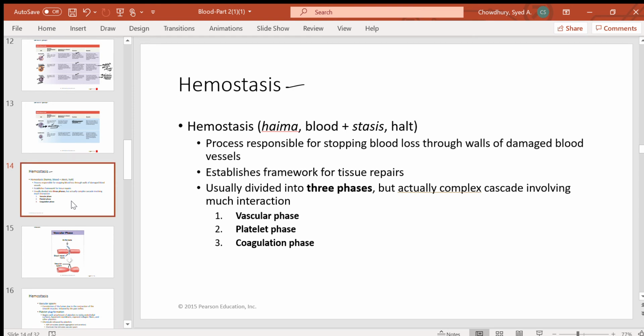Hemostasis. Hemostasis is the stoppage of bleeding, or haltage of bleeding, or arrest of bleeding.